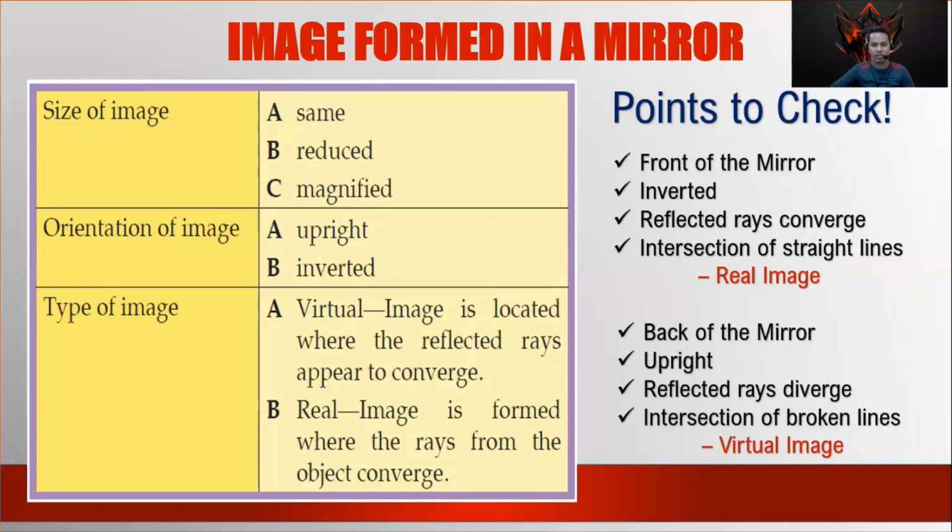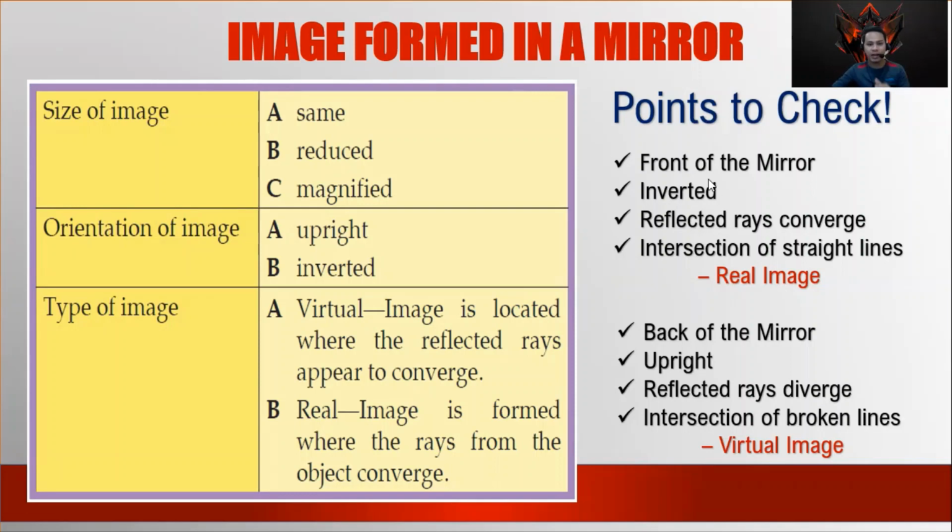to be able for us to easily determine if it is a real image or a virtual image. First, most of the time, if an image is formed in front of the mirror, and if an image is inverted, and if the image is formed where reflected rays converge, and if the image is formed because of the intersection of straight lines, automatic that is real image.